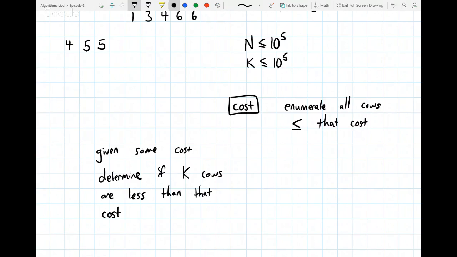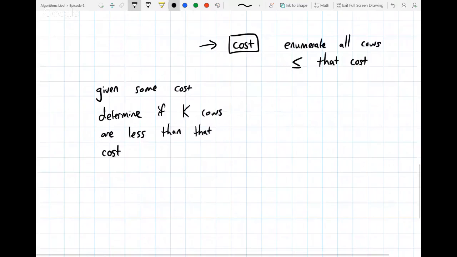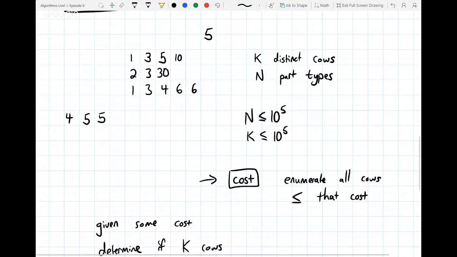Now, what's interesting is this cost value is binary searchable. If I end up increasing this cost function, I'll end up having more cows that I can have. If I end up making the budget too small, I'll have less and less cows. And so at some point, I'm just going to try to find what's the most expensive cow that I have to take in my set of K cows.